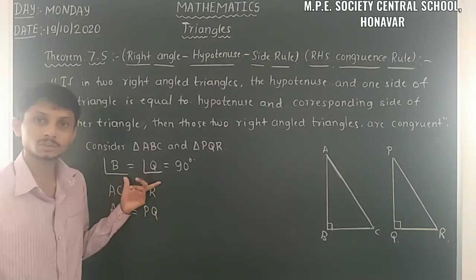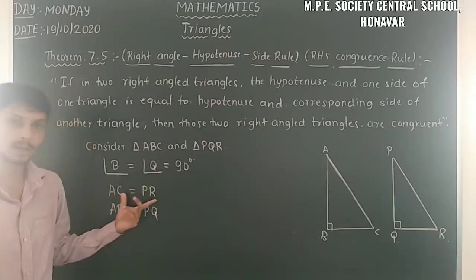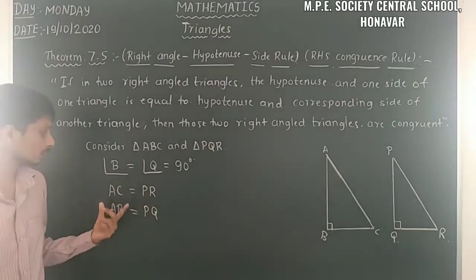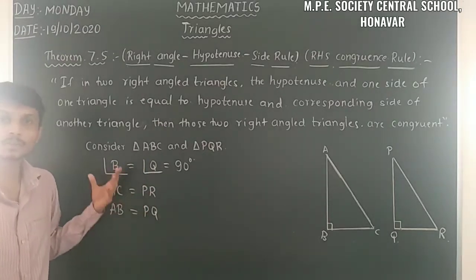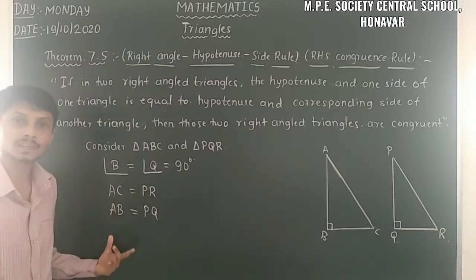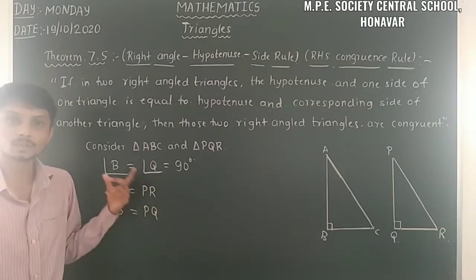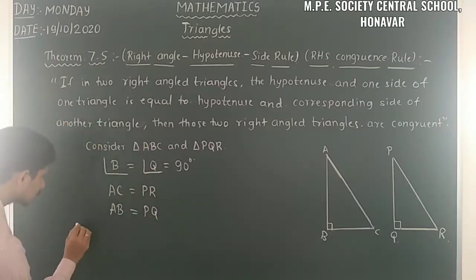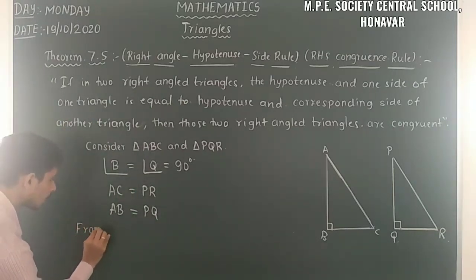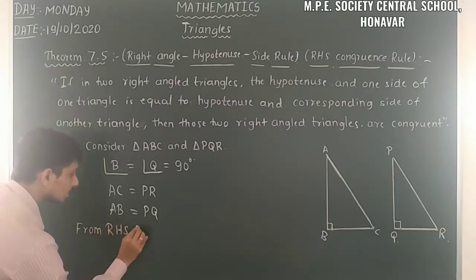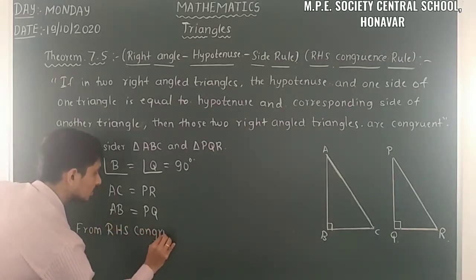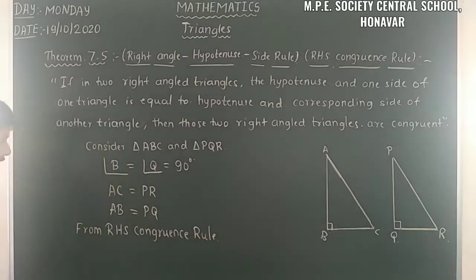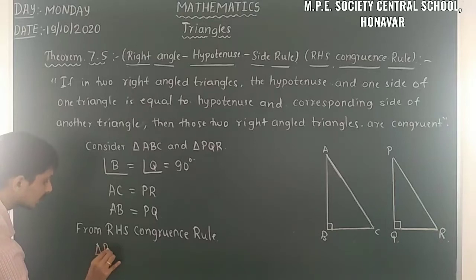Here it must be 90 degrees and the hypotenuses must be equal. When we have these two conditions, and another condition that one side is equal, then we can use the RHS congruence rule. So from the RHS congruence rule, we can take triangle ABC.